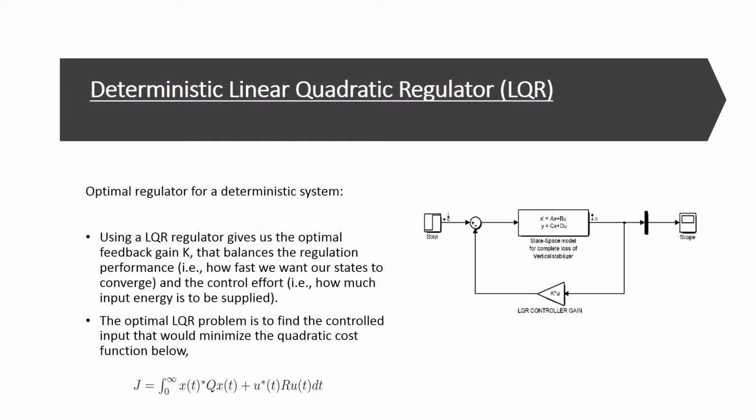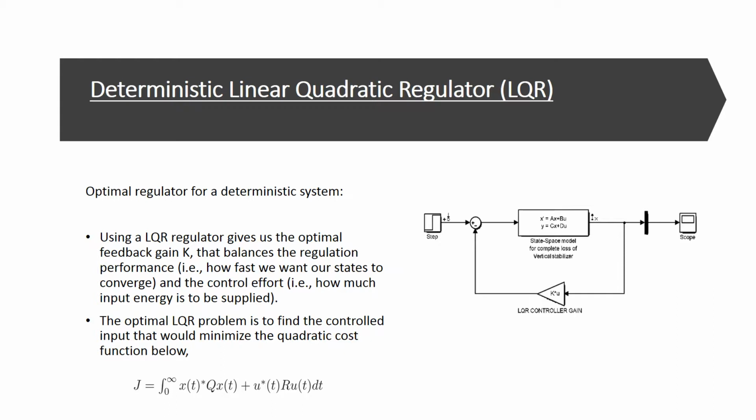Now, talking about the LQR control, we know that the LQR control gives us the optimal feedback gain K, which balances the regulation performance, that is how fast we want our system to converge, and the control effort that we are going to spend on controlling our system. So K gives us the optimal gain that would balance both the things.